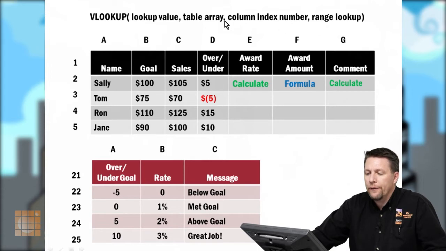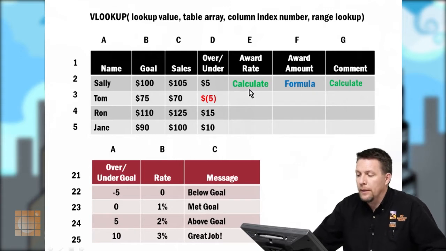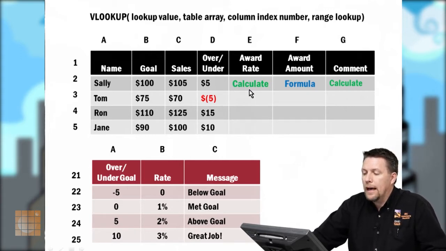So using the information that we have here, we have our little table with our sales guys and gal, what their goal was for the month, what their sales were, and were they over or under the sales goal that they had. Now what we would like to do, as indicated here in column E2, is calculate their award rate. We'll have a preset formula that will calculate the amount of the award.